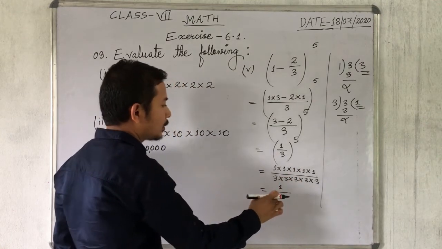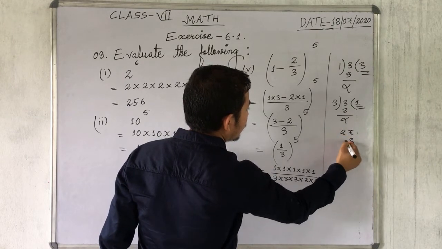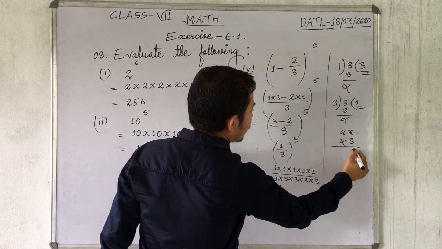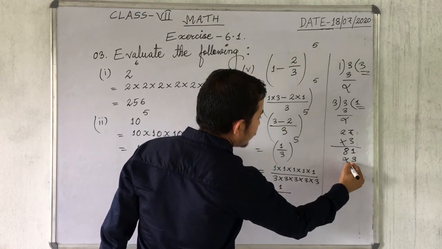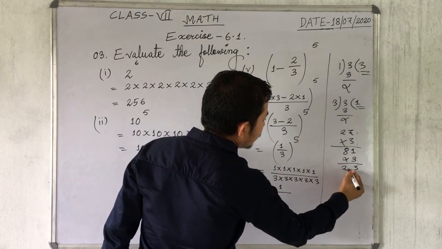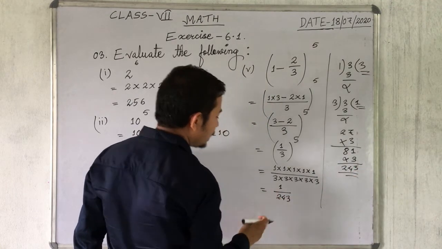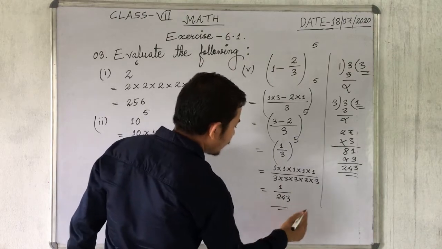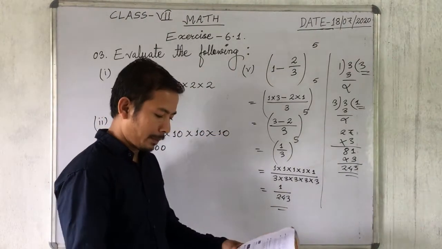3 times 9 is 27. And 3 times 27 will be 81. And 3 times 81 is 243. That means 1 by 243 is the answer. Understood? Very easy. Try to understand.